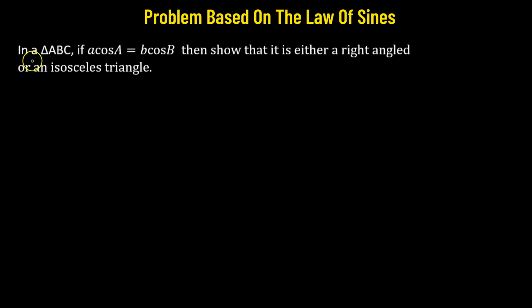So in this problem, we have a triangle ABC, and it's also given that a times cosine A equals b times cosine B. Then we need to show that this triangle is either a right angle triangle or an isosceles triangle.